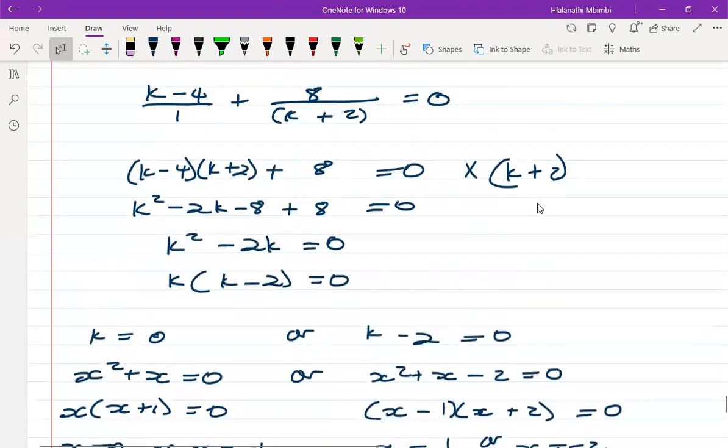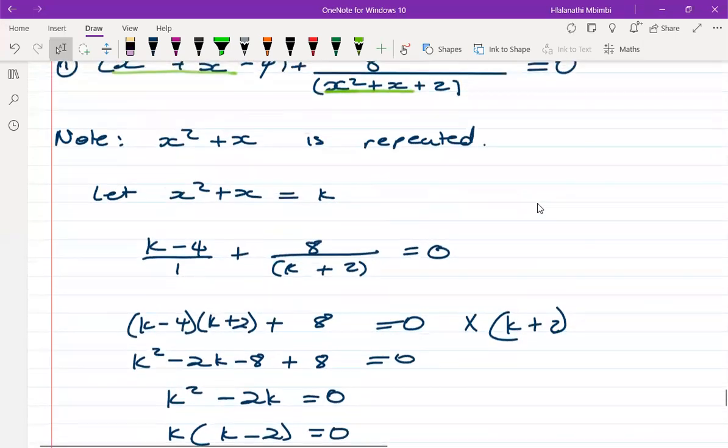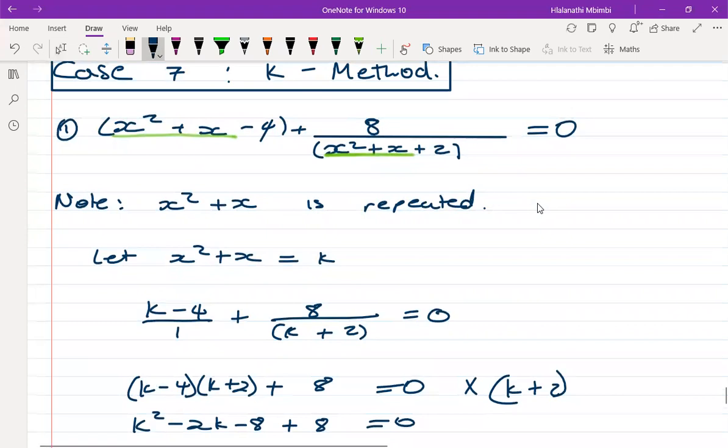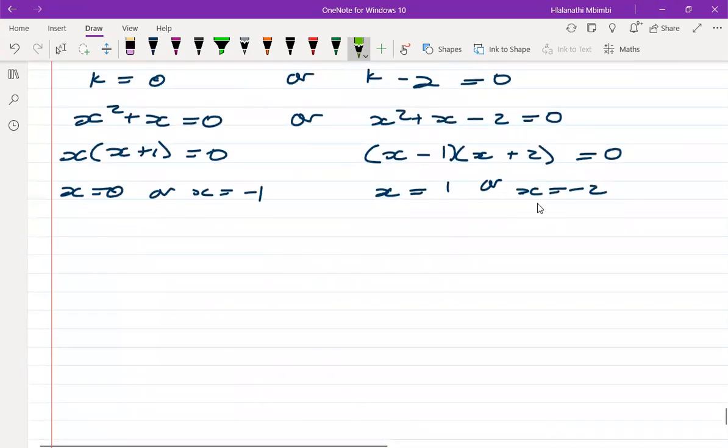Now, these are the values of x, but I just want you to remember that I said, if you had multiplied this out, your highest power would have been x to the power 4, which means you would have x1, x2, x3, x4, four solutions of x, which is what we have. We have 1, 2, 3, 4. So we do have four solutions.